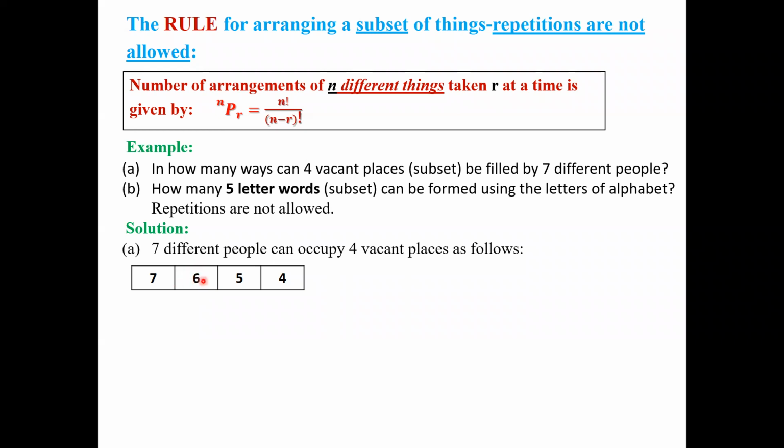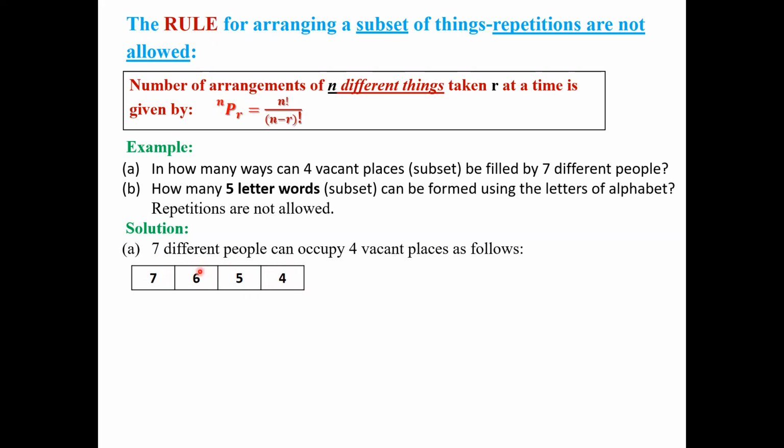Now 1 and 2 are filled. Then we are left with 5 people. Any one of the 5 can fill vacant post number 3. Once we have filled this, we are left with 4. That means for the 4th vacant place, any of the 4 remaining people can fill this post. Knowing as we do, 1, 2, 3 have already been occupied, 3 plus 4, we still have 7.